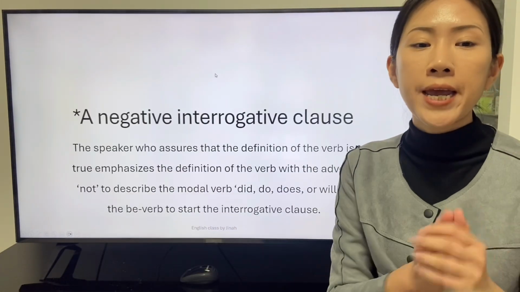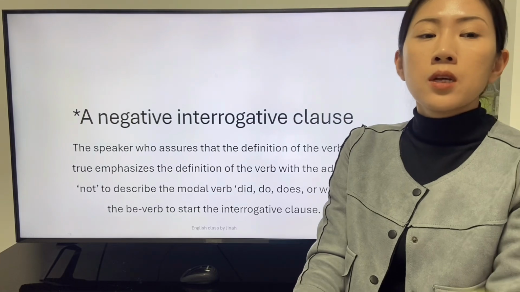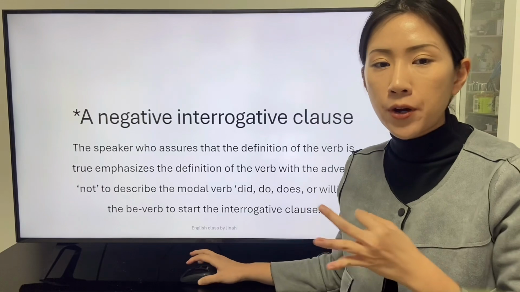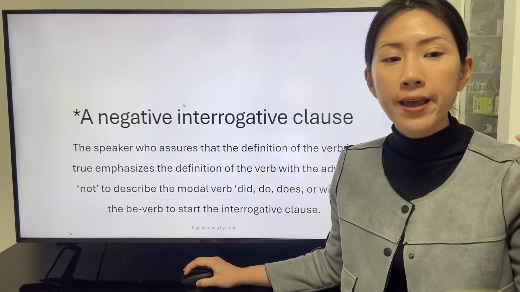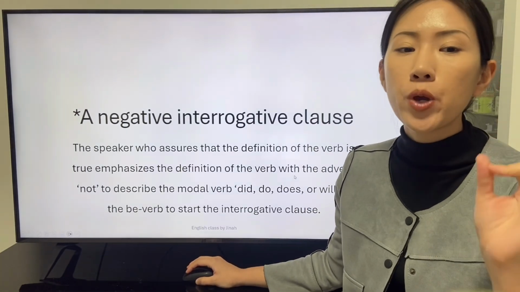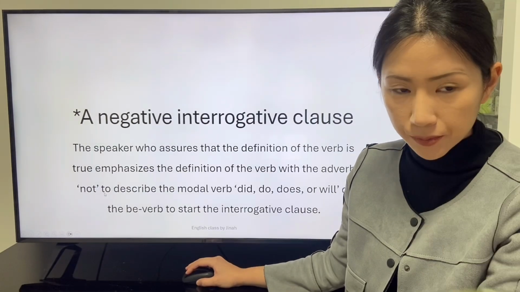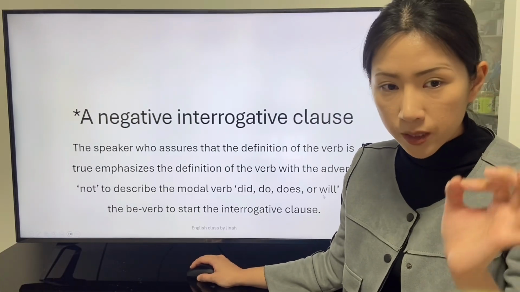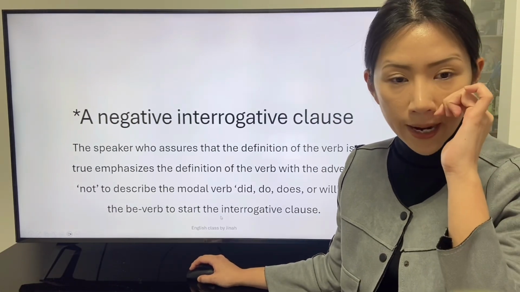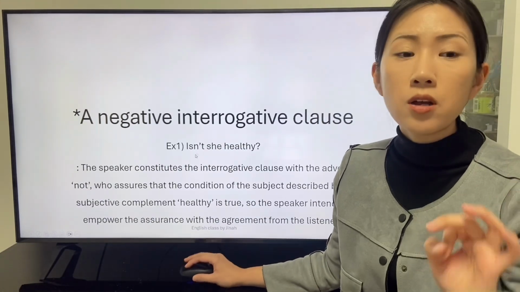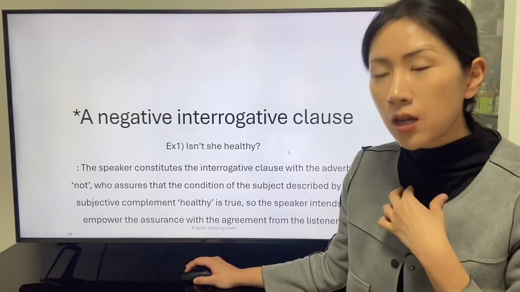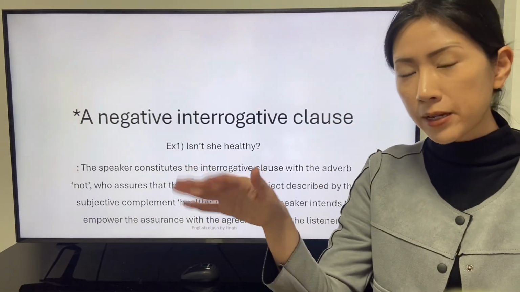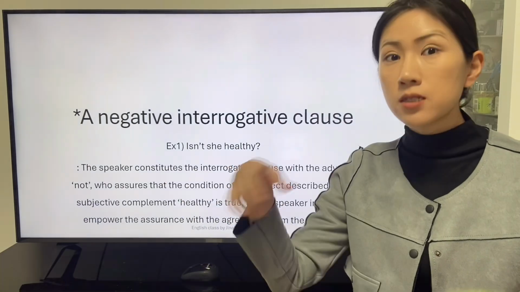A negative interrogative clause. The speaker who assures that the definition of the verb is true emphasizes the definition of the verb with the adverb not to describe the modal verb did, do, does, or will, or the be verb to start the interrogative clause. There is a clause, isn't she healthy? The speaker sets the premise that the subject, indicated by the personal pronoun she, is healthy.